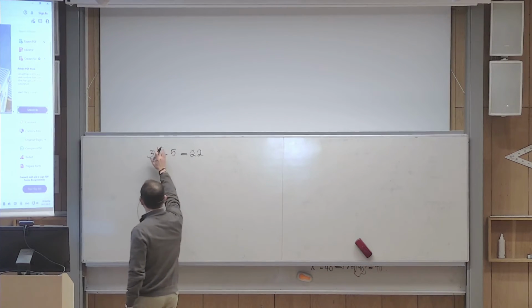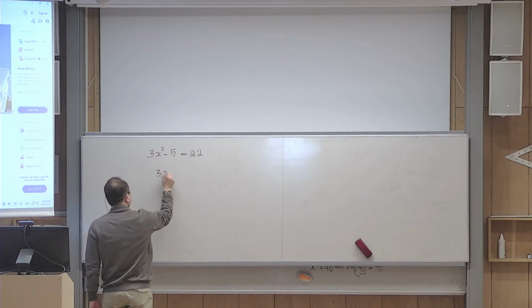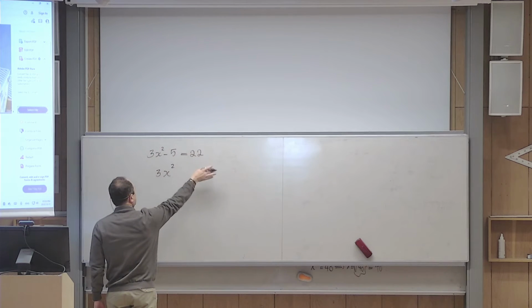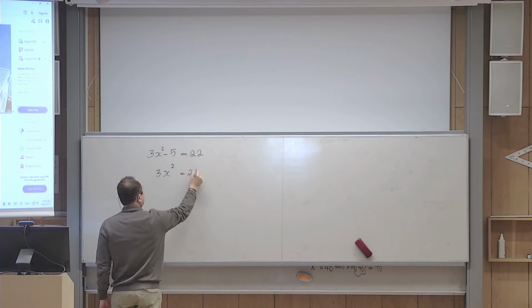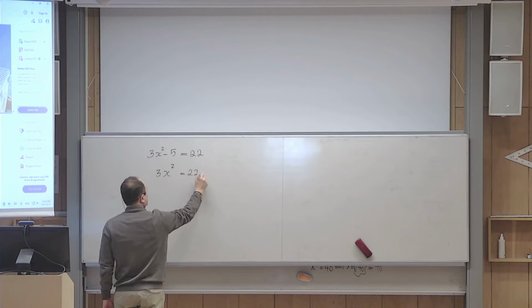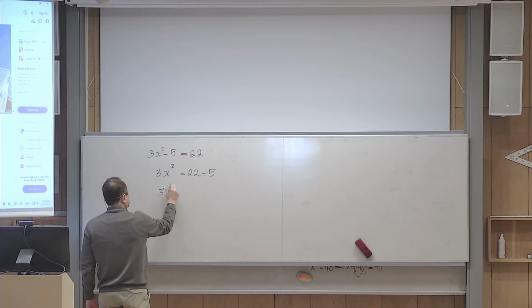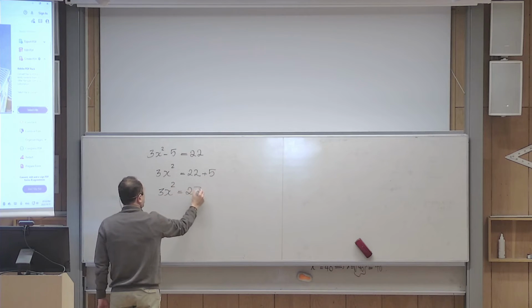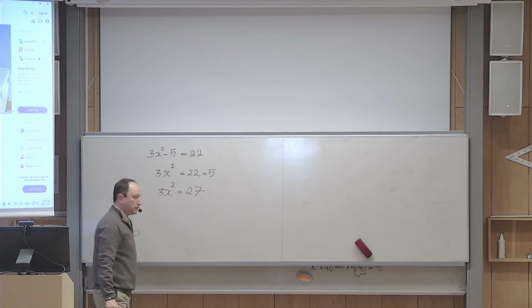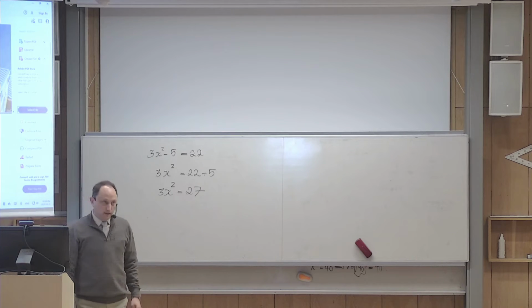So I keep 3x squared here, and I move this 5 to the other side. The only thing I have to be careful about is that I have to change the sign in this movement. And then I would write 3x squared. On the right hand side, I will have 27. Okay, what is next?